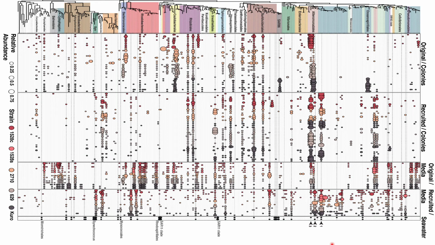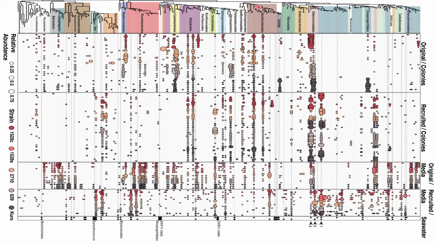So this plot, I know, looks absolutely crazy at first glance, but I'm going to walk you through it. Each box represents a sample type. So this top box is the original colonies, and then the next box is the recruited colonies, and then below that we have the original media, and below that we have recruited media, and at the very bottom we have the seawater. And each column represents a single ASV, and they are grouped by their taxonomy based on a FastTree at the top here, and then they're colored by family.